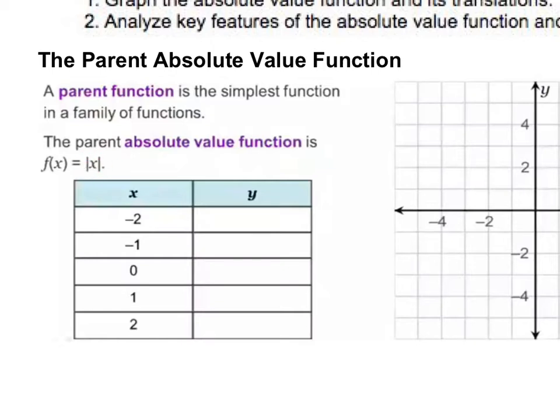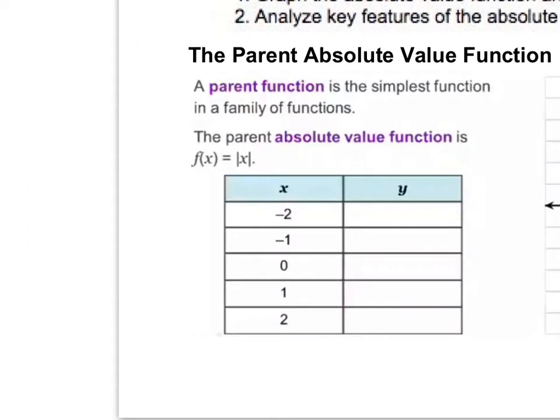So what I want to do is consider the absolute value function. If I have f of x is equal to absolute value of x, another way of writing that would be y equals the absolute value of x. This is called the parent function, the simplest function in the family of functions.